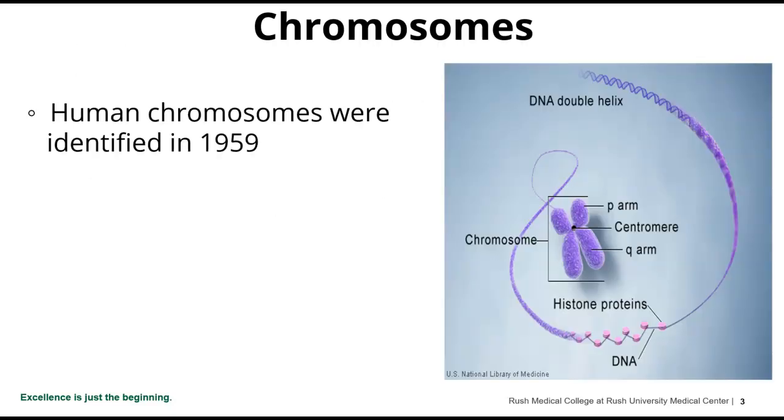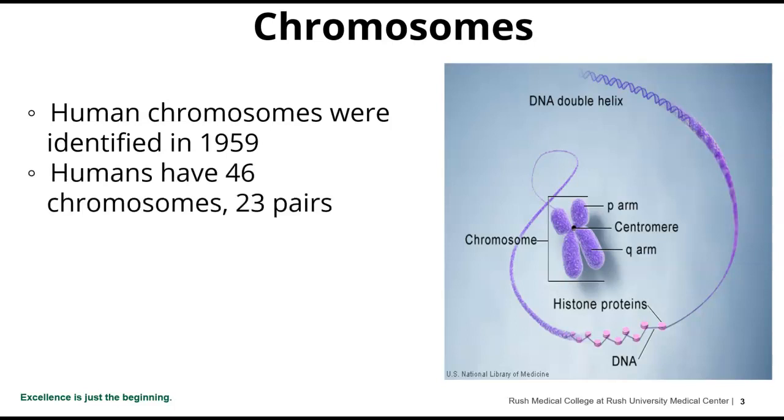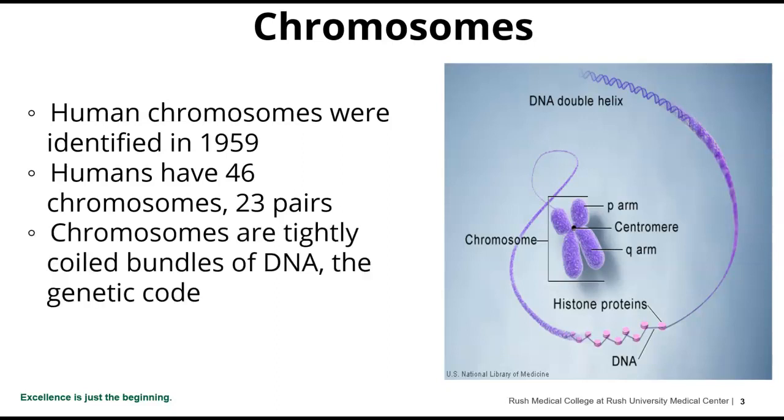So we started being able to look at human chromosomes in 1959. Humans have 46 chromosomes. We have 23 pairs. Most of them look exactly the same, except for the sex chromosomes, which we will talk about. What chromosomes actually are is kind of like a scaffold, very tightly wound DNA that winds around histone proteins and makes the scaffold of the DNA.